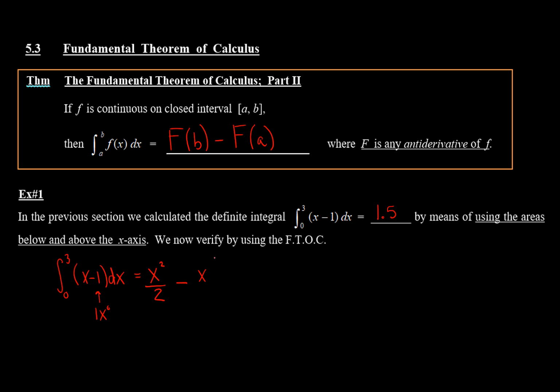And now, with the fundamental theorem of calculus, I need to evaluate that from 0 to 3. So remember, I take the antiderivative at b, and I subtract from it the antiderivative at a. So that's what I'm going to do. I'm going to plug 3 into these values first. So I'm going to have 3 squared over 2 minus 3. And I'm going to subtract from that 0 squared over 2 minus 0. And this is going to give me 1.5.